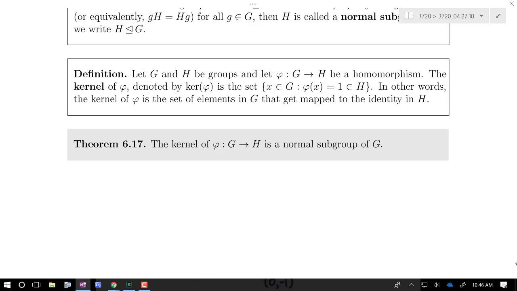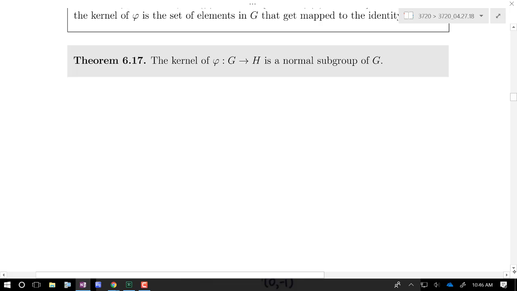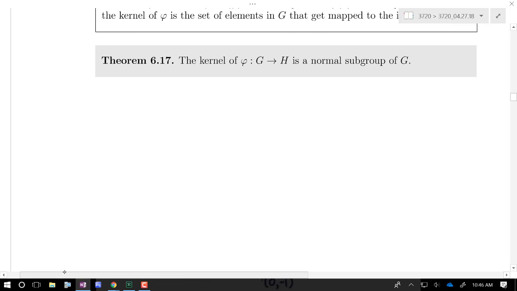And as it happens, the kernel of a homomorphism is a normal subgroup of G. So we're going to prove theorem 617. We're going to show it's a normal subgroup, so actually we need to first show that it is a subgroup, and then we'll show that it's normal. So let's begin.